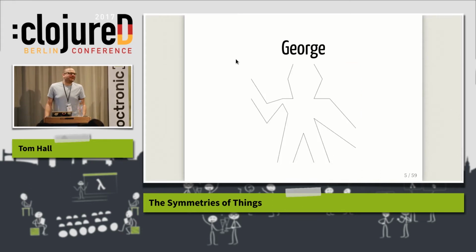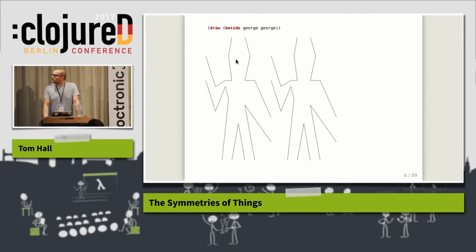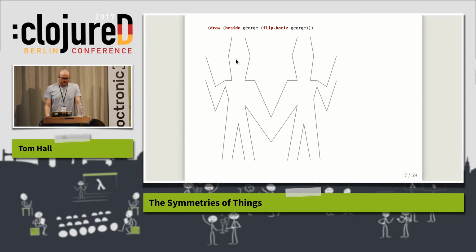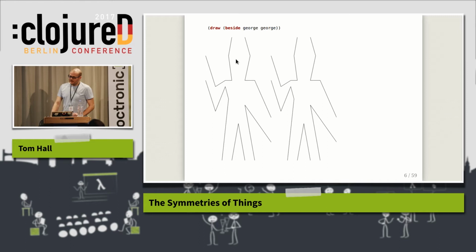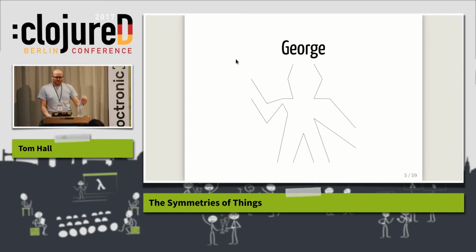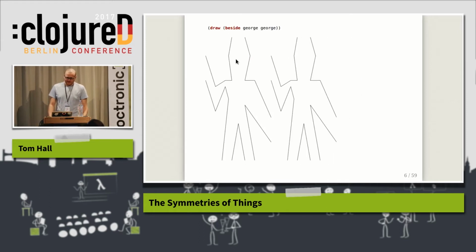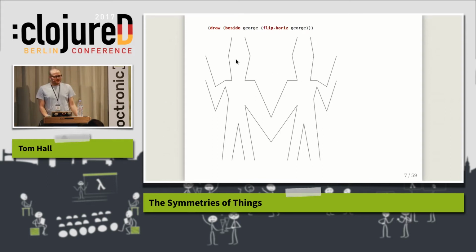To get started, there's a picture called George, and we can start describing drawings of George. So the draw function, and we say beside George, George. Beside places two pictures alongside one another. There's a function called flip horizontal, which will flip George horizontally. Actually that's more fun than I realized. Okay, so George is waving now. George is beside the version of himself flipped. Oh, no, I was having too much fun then, sorry. There you go. So we can describe these pictures, and we can put one picture beside another.